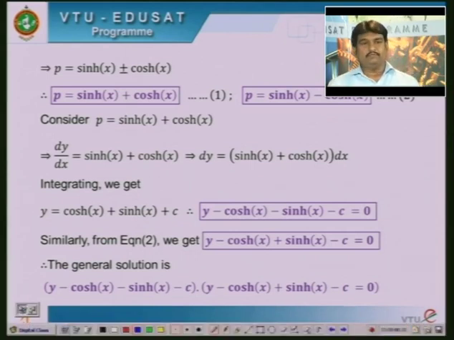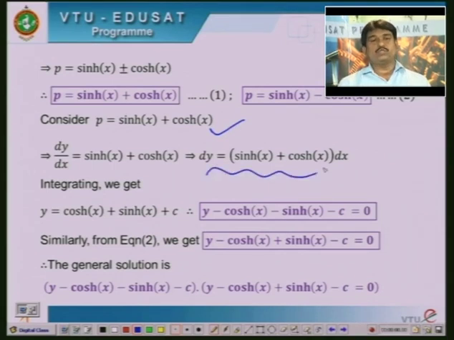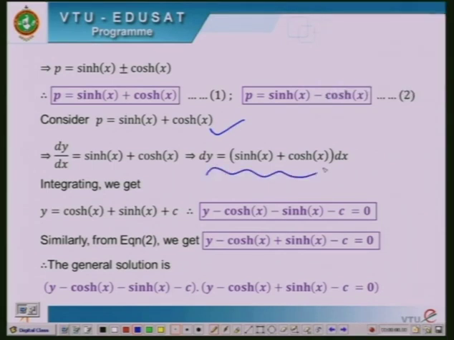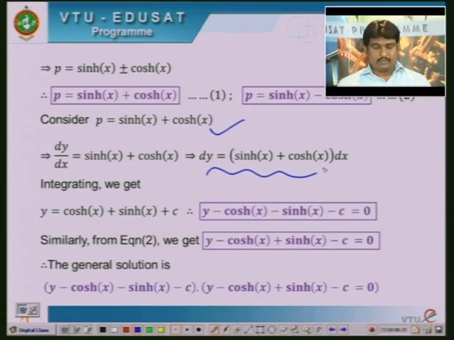Consider the first factor, p equals to sine hyperbolic x plus cos hyperbolic x. This implies dy by dx equals to sine hyperbolic x plus cos hyperbolic x. Separate the variables. dy equals to sine hyperbolic x plus cos hyperbolic x into dx. Now integrate it. y equals to integration of sinh x is cosh x, integration of cosh x is sinh x, plus c. Therefore, the solution is y minus cosh x minus sinh x minus c equals to 0.